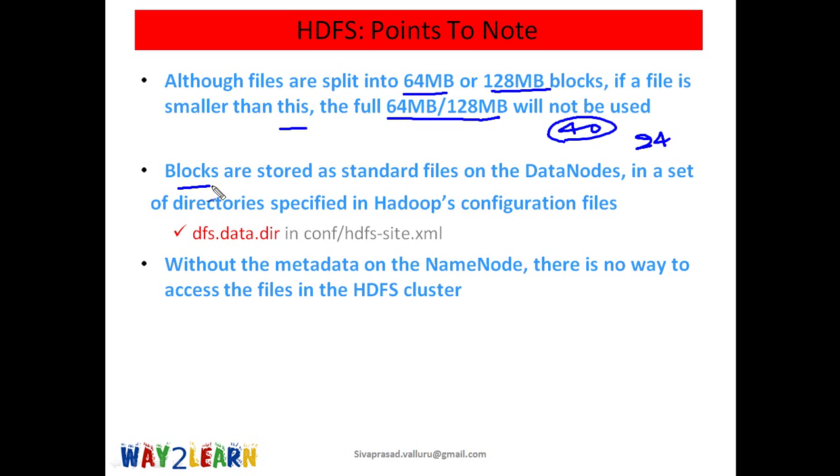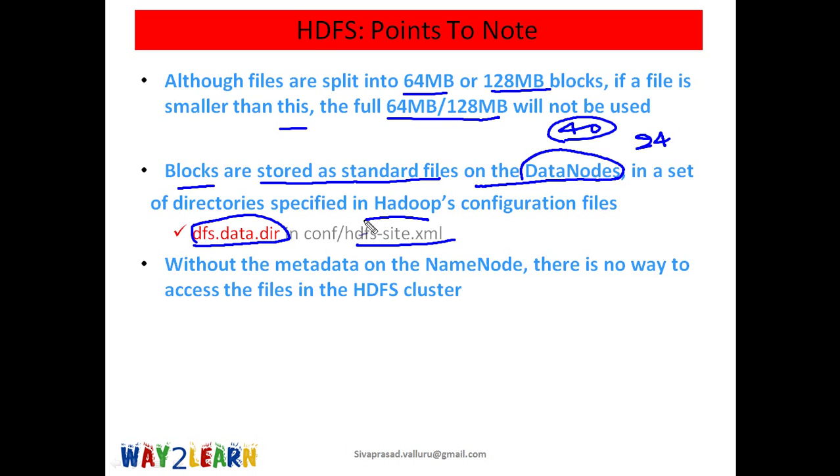And where are the blocks stored? Blocks are stored as standard files on slave nodes, where the data node daemons are running, in a directory specified in dfs.data.dir in hdfs-site.xml. In my earlier video, when I was configuring my cluster, I showed you the configuration of hdfs-site and I configured this property. Just go and look inside your installation at what this property is pointing to. Whatever value we have configured, that is the location in which my data files are stored.